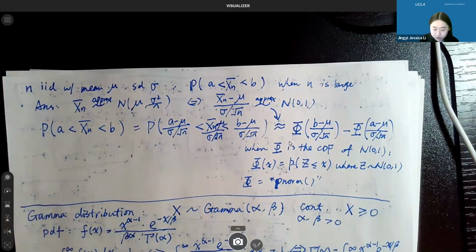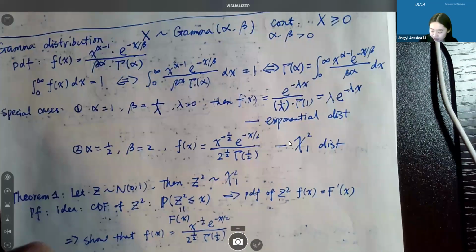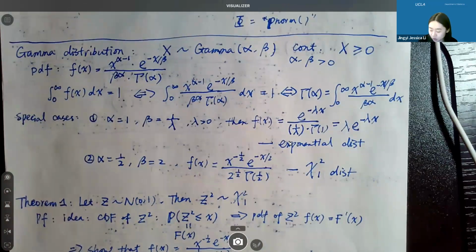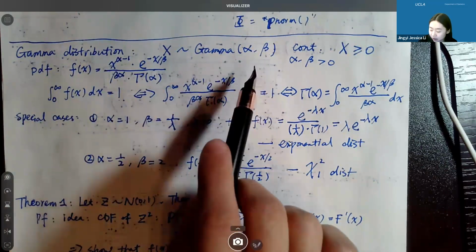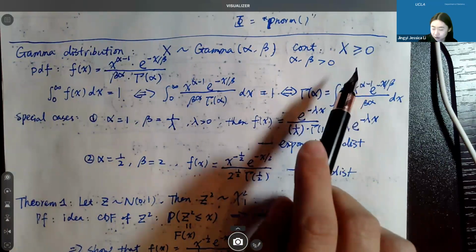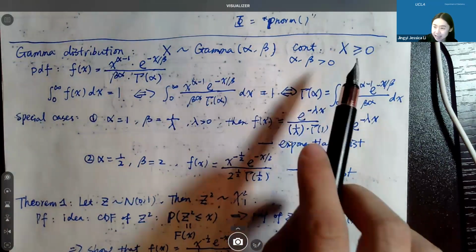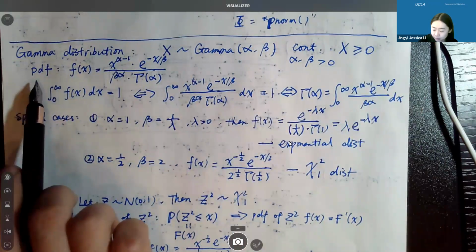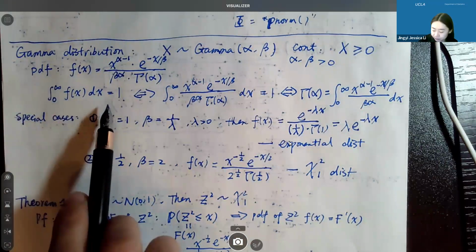Okay, so then continuing from that, we talk about the gamma distribution. This is more like a review of probability facts. So the gamma distribution is a continuous distribution defined on the non-negative part of the real line, which means that a gamma random variable can only take non-negative real values. And this is the probability density function, PDF, and it integrates to 1.